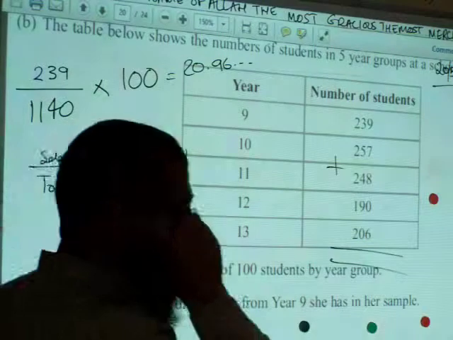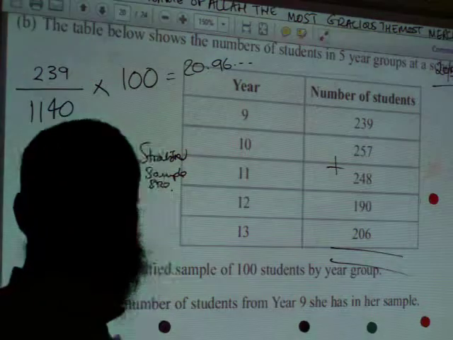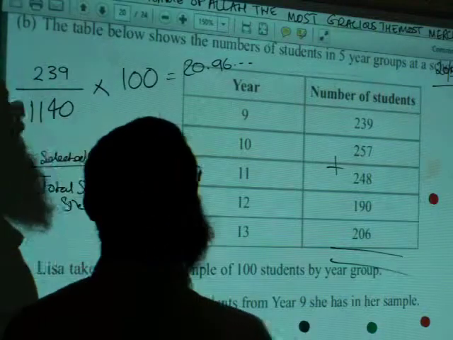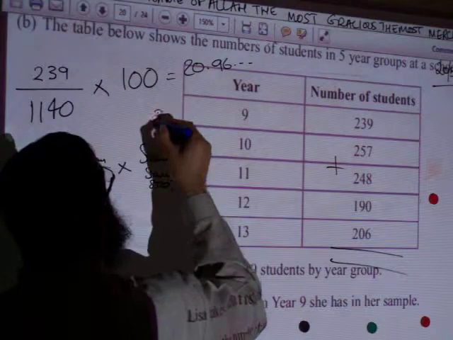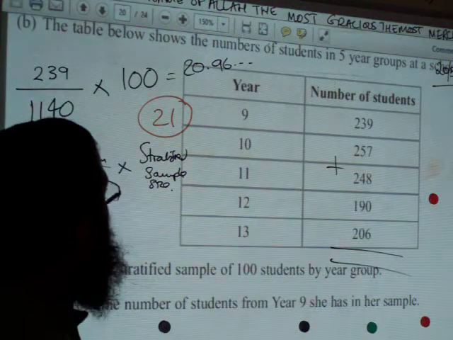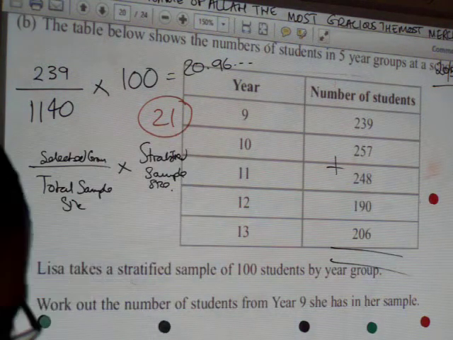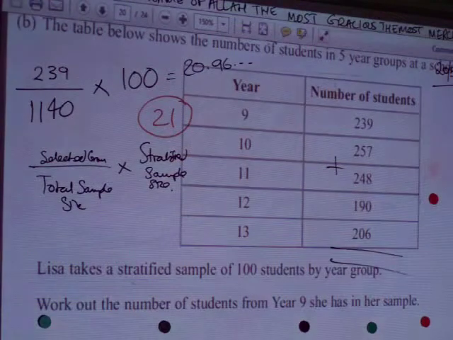20.96 something. Now, can we pick 20.96 people? No. So what should we say the answer is for this question then? 21. So the final answer is 21 students will be the stratified sample for year 9. Okay, right. Lovely. Are you happy with that? Got that done?